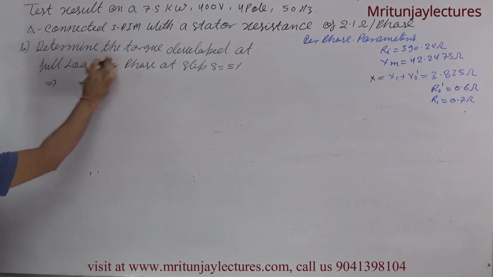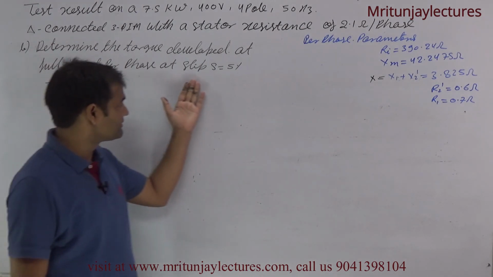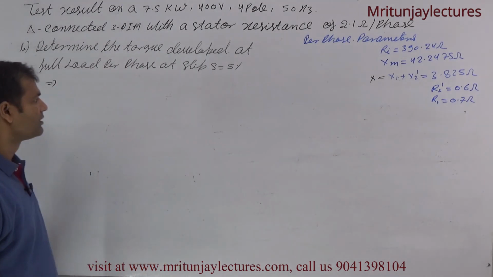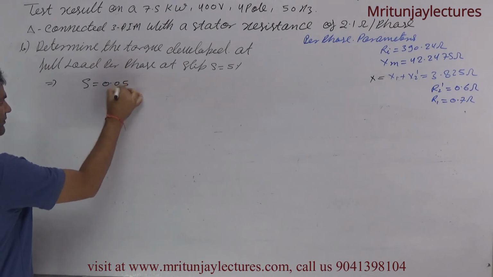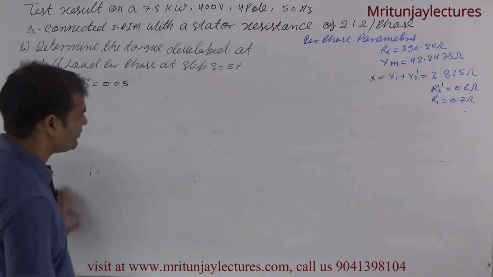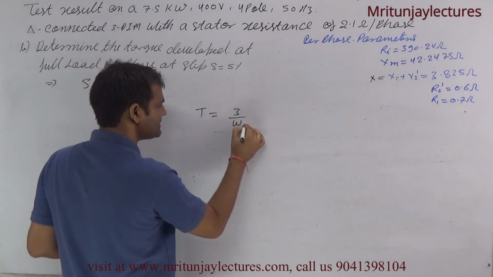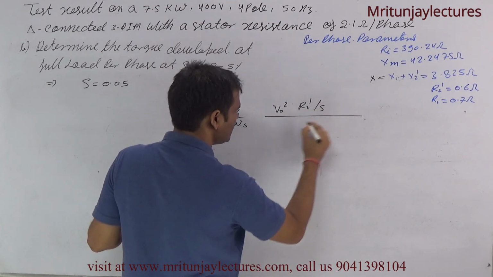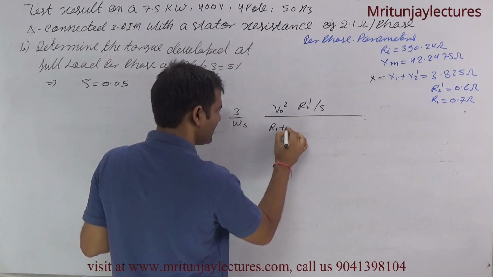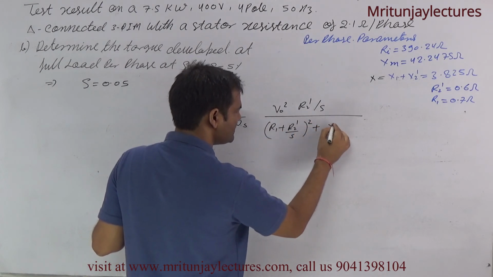Corresponding question: determine the torque developed at full load per phase at slip. The slip is given as 0.05. Now full load torque T is equal to 3 upon omega s, V naught square into R2 dash divided by S, divided by R1 plus R2 dash divided by S, whole square, plus x square.